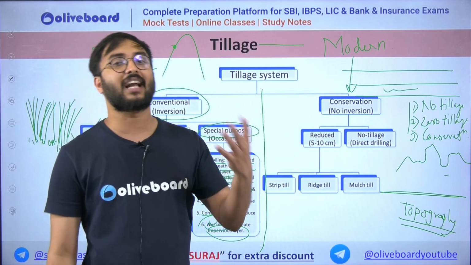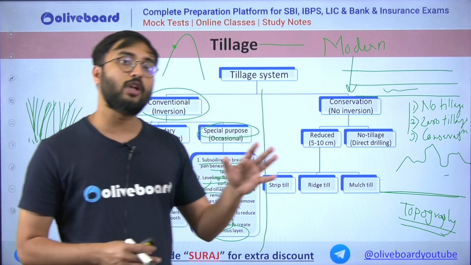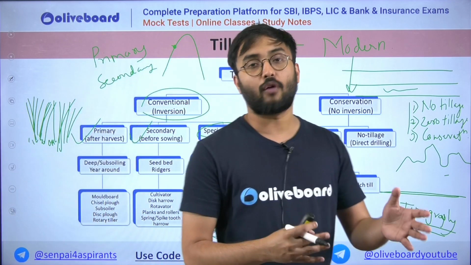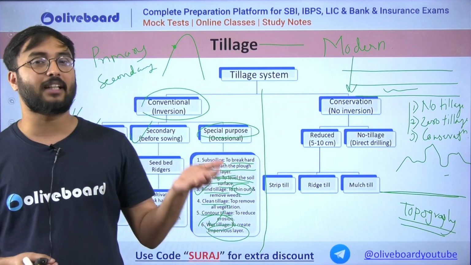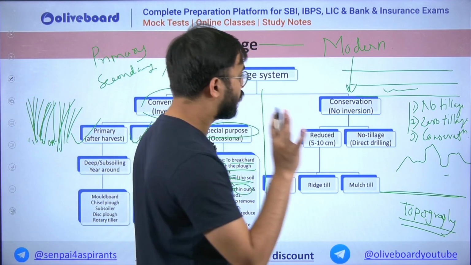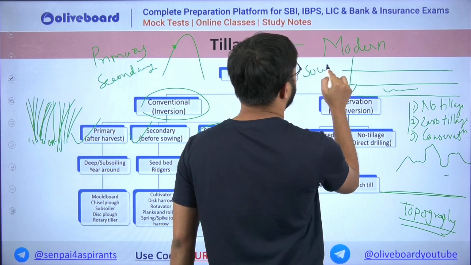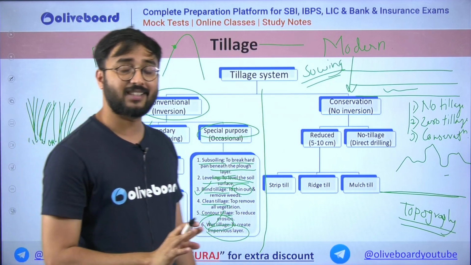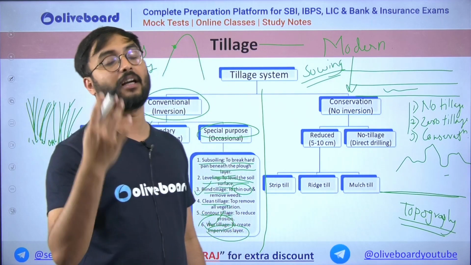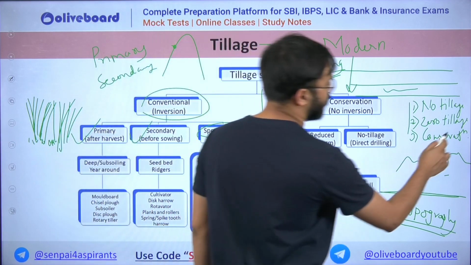Zero tillage is such an activity in which particular digging of the soil is done, or maybe even a particular primary tillage activity is done only for the sowing of the seeds, nothing else. So plowing is done only for the sowing of the seeds, not for conditioning or any other type of activity. This is zero tillage.